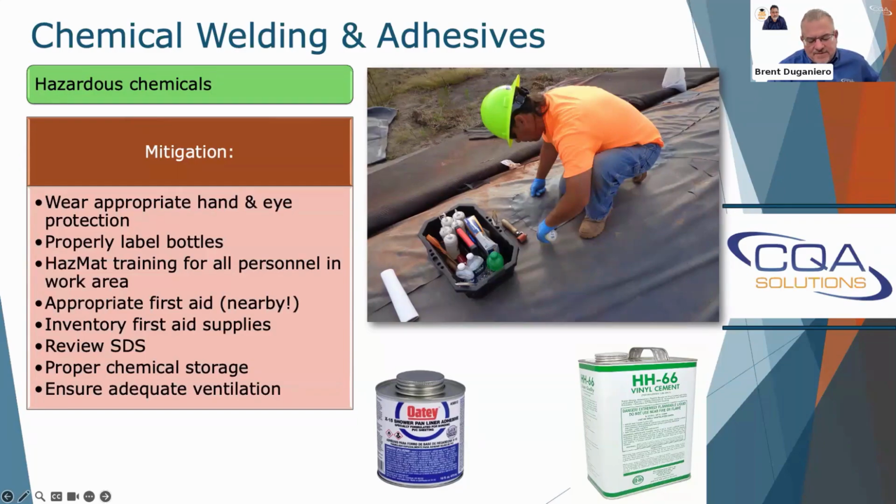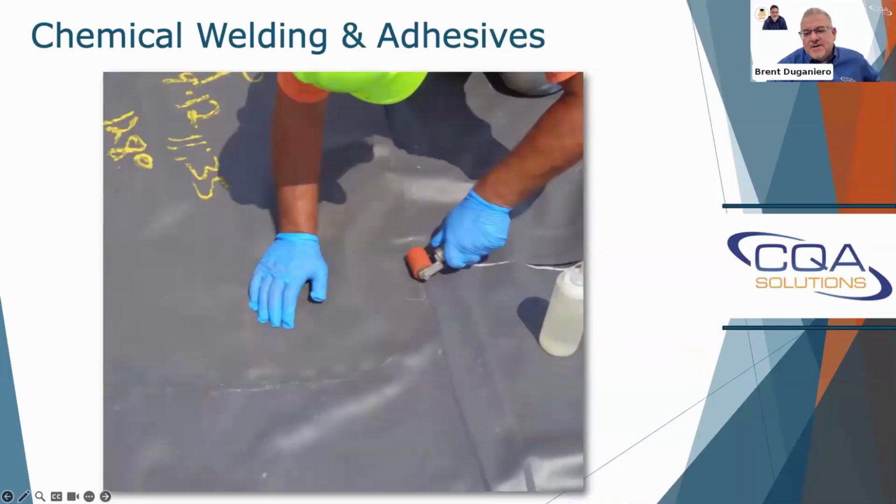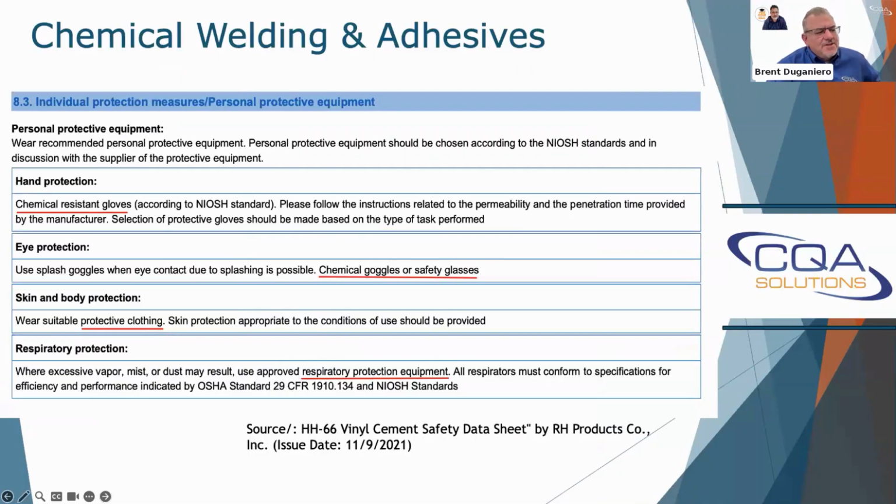So review your SDS information for your chemicals, making sure that all the bottles containing your liquids, chemicals are properly labeled. You can see here that bottle's not labeled. What they did is they moved their chemical from the main container into a container that's more easily to use in the field, but they failed to properly label it. So that particular chemical is an HH66. It's used for the chemical welding.